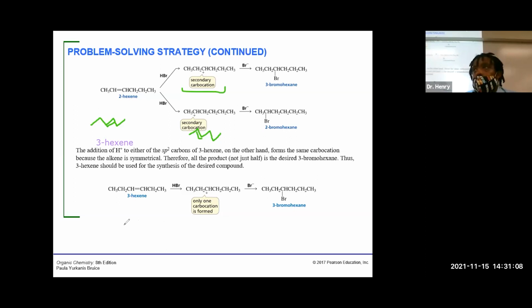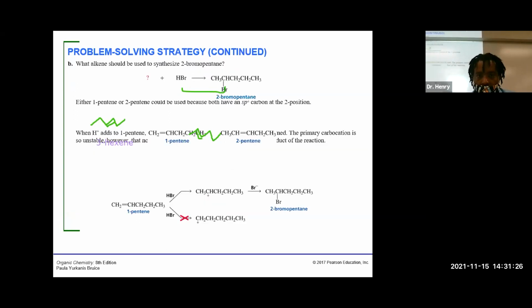Okay. So in the case of 3-hexene, we basically have the formation of this one, where our cation is going to be on carbon 3, and the bromine is going to bind to carbon 3. Oops. I gave you the answer to this part already.